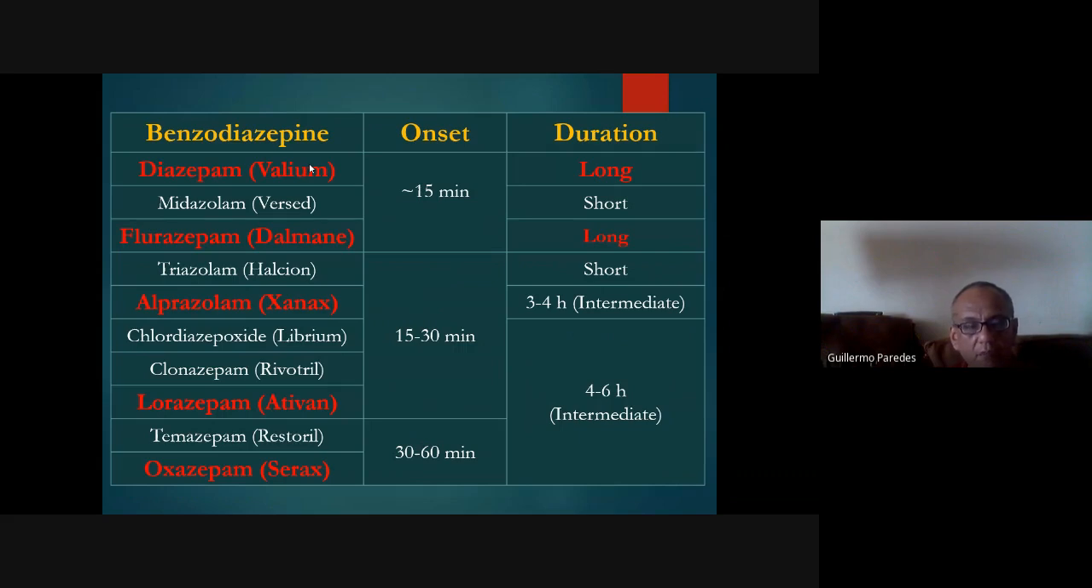So here we have some names. I'm just going to give you some way to memorize them. We have diazepam, midazolam, flurazepam, alprazolam, lorazepam, oxazepam. If you see here, we have LAM and PAM. LAM and PAM. We talked about this when we were talking about substance abuse. Remember that? LAM and PAM.